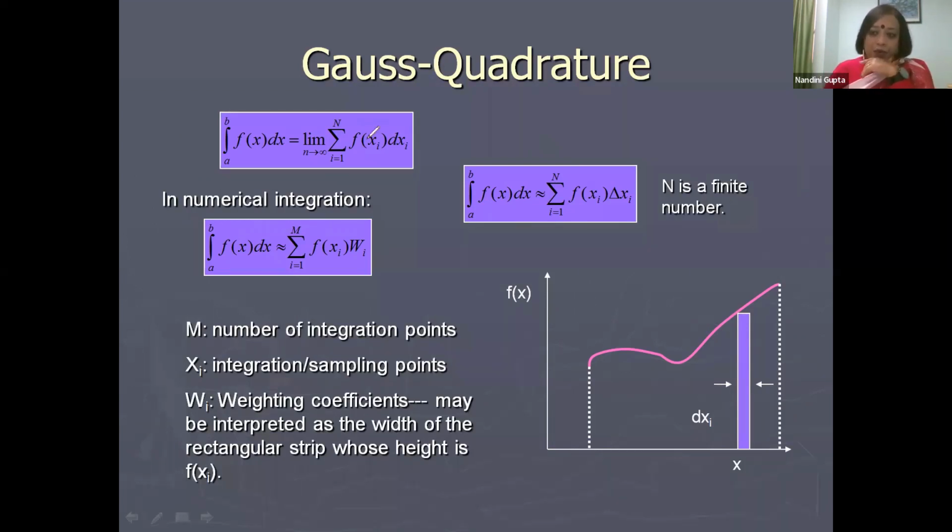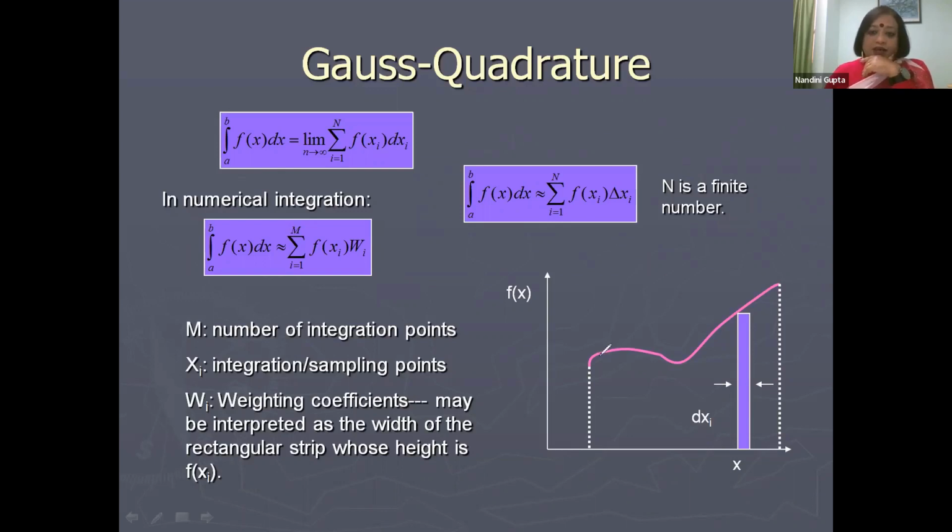Now, as you know, in numerical integration, the integration is replaced by a summation. So any integration of a function f(x) over a domain a to b, integral of f(x) dx, will be evaluated in numerical methods as a limit of summation f(xi) dxi, i going from 1 to capital N, where N tends to infinity. What do I mean by that? Okay, this should be capital N.